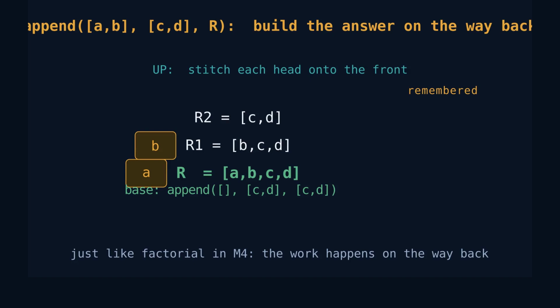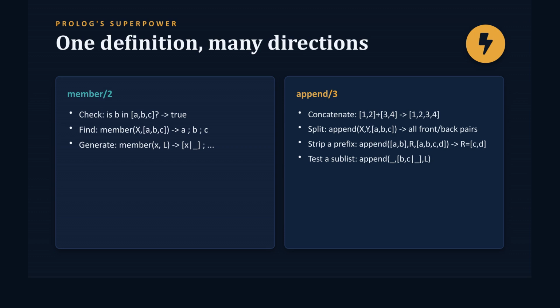Put member and append side by side, and you meet Prolog's superpower. The same definition runs in every direction. Member can check whether an element is present, or generate every element one at a time, or even build a list that contains a given item.